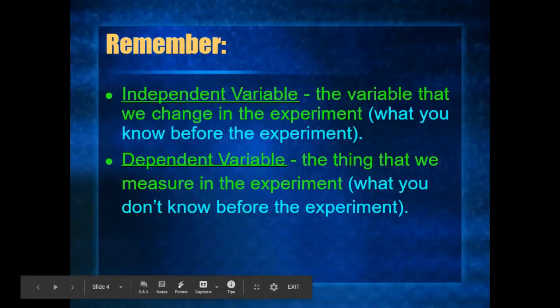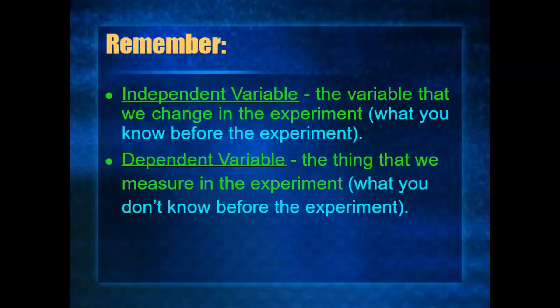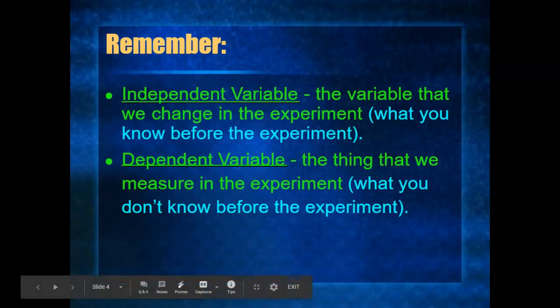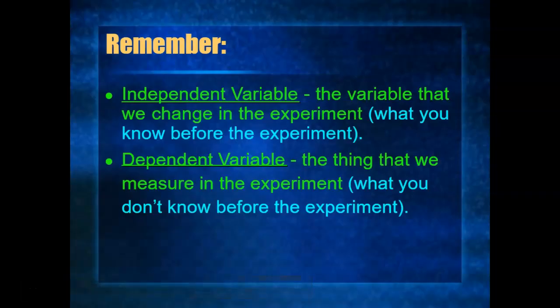Okay, so an independent variable is the variable that we change in the experiment, what you know before the experiment. So let's think about plants. If I were to place one plant in front of the window and one plant across the room away from the window, that would be my independent variable. My independent variable is the one item that you will change. So one of the plants is going to get lots of sunlight, and the other plant is going to get less sunlight because it's further away from the window.